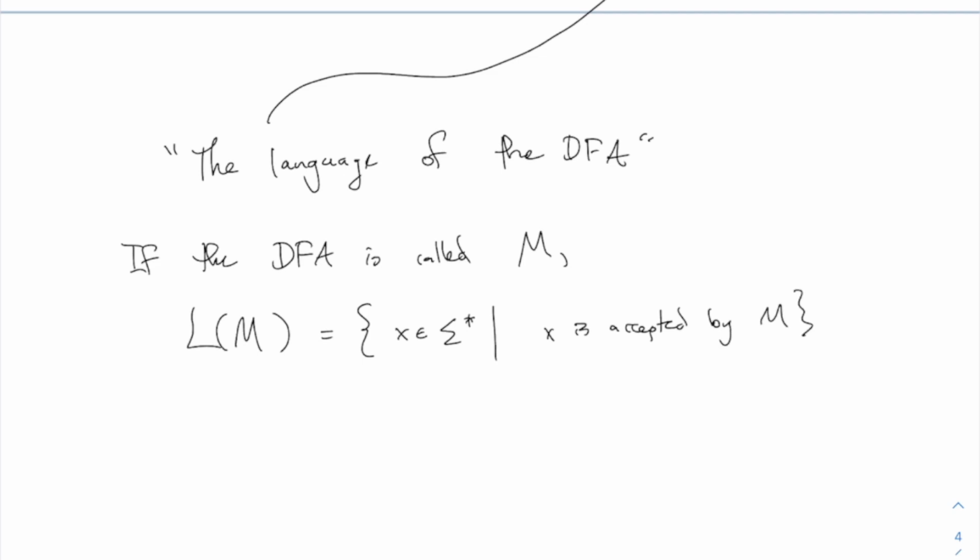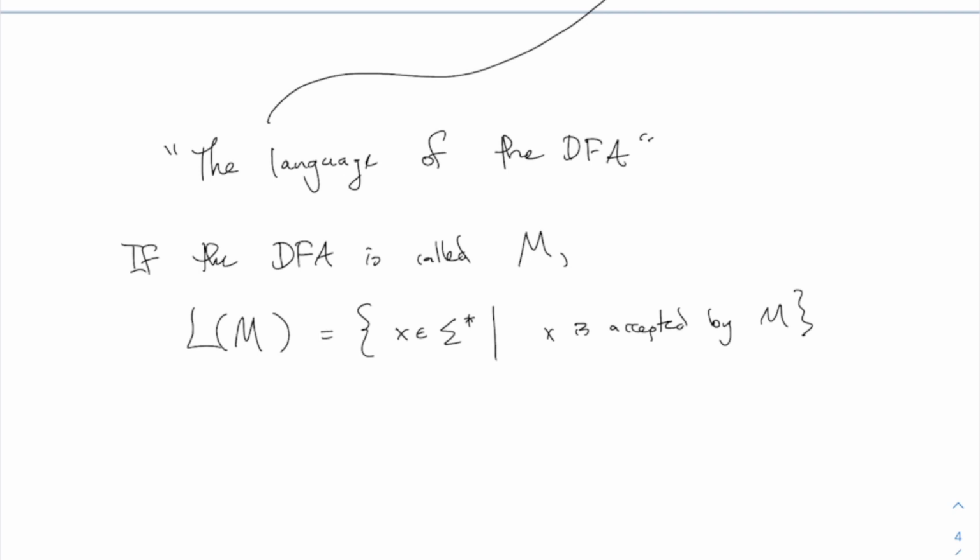This says the set of all strings on the alphabet such that that string is accepted by the machine. All right, I hope you remember what this sigma star means. Sigma is the alphabet. Sigma star means all possible strings. So this just says it's the set of all strings from that particular alphabet such that X is accepted by the DFA. All right, and this is called, like I said, the language of the DFA.